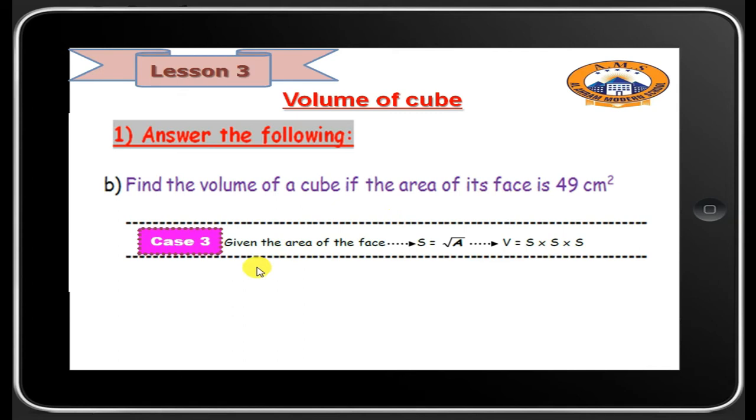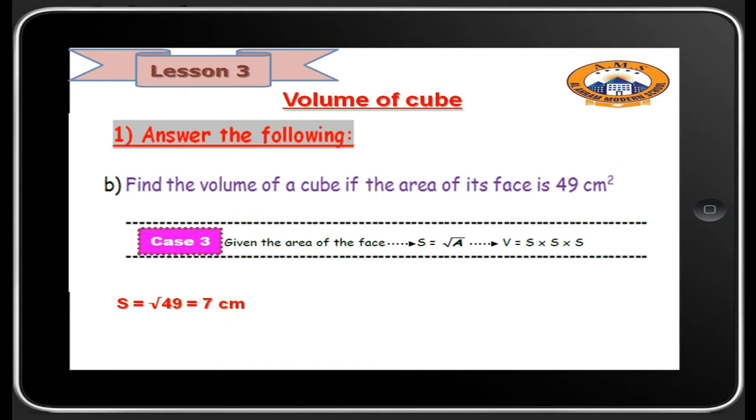To calculate the side here, all you have to do is take the root of the area, and that will give you the side length. So the root of 49, my dear student, means the number that I will multiply by itself that will give me 49. So 7 times 7 equals 49. So the side length here equals 7 centimeters.